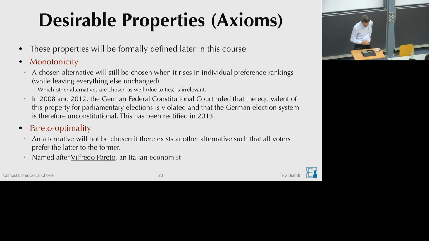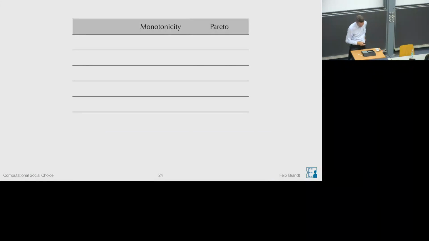For today, Pareto optimality, in case you were wondering why it's called like this, is named after Vilfredo Pareto, an Italian economist. But what we are doing now is not proving any theorem, but we will only check for these 5 rules that I have introduced which property is satisfied by which rule. Okay.